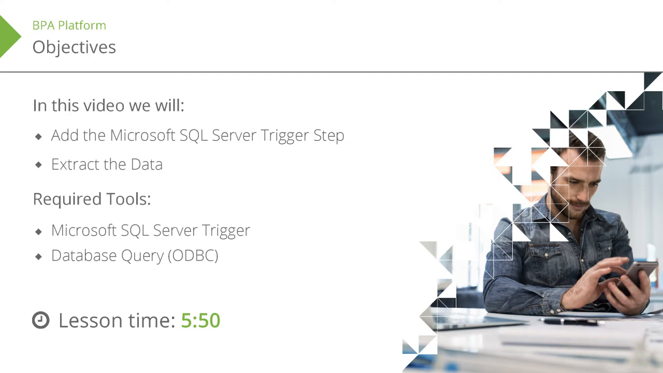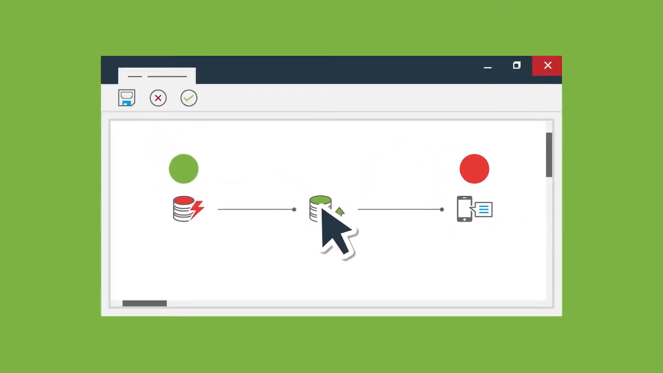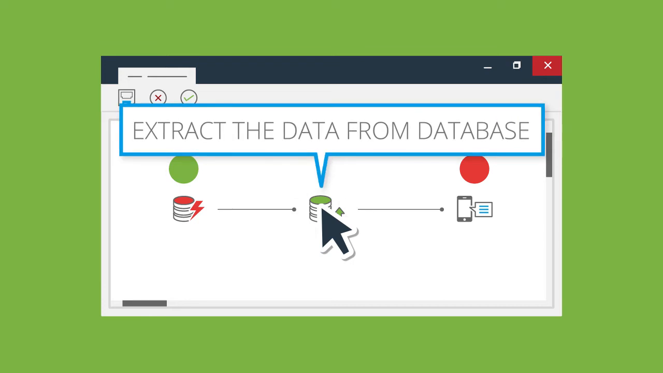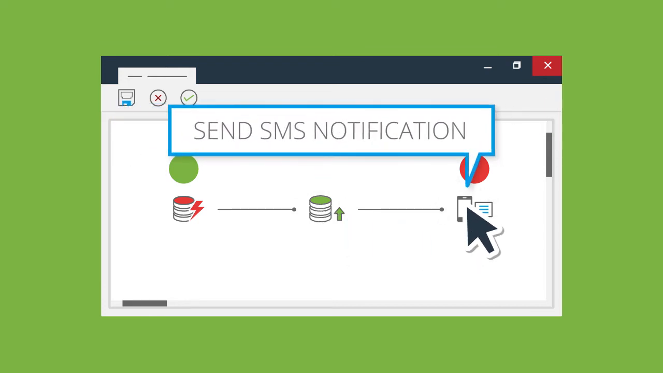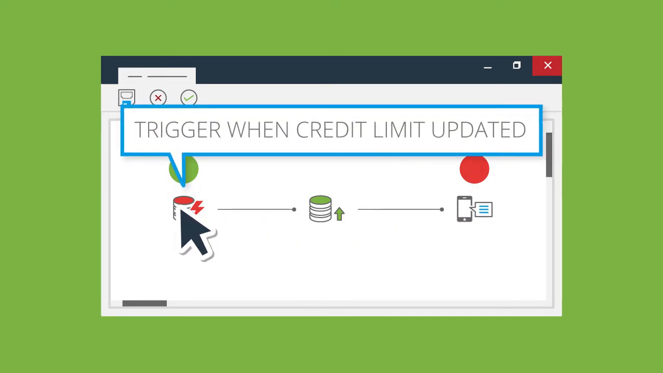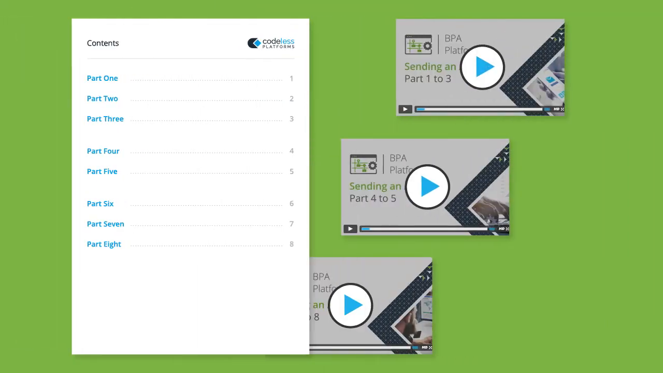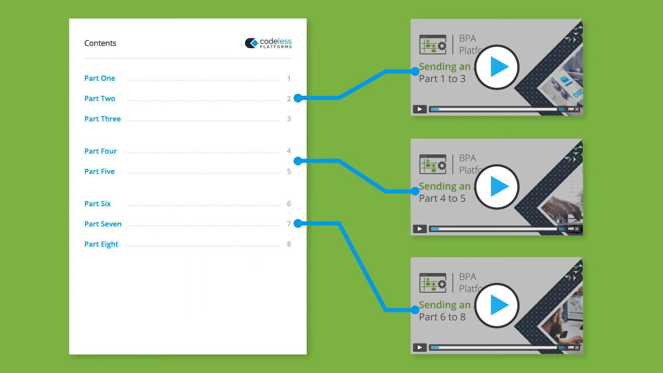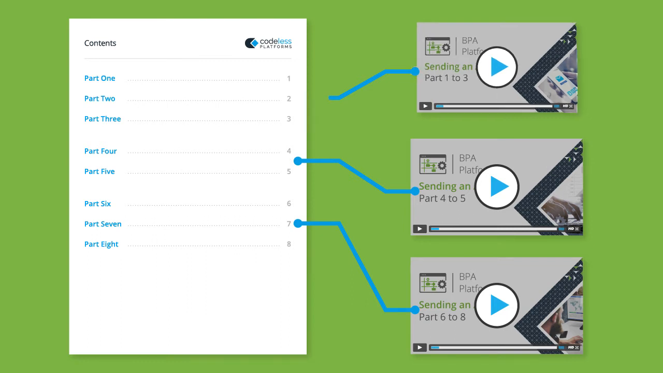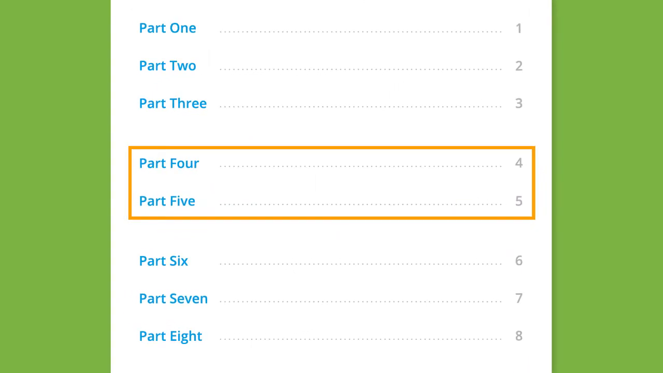Here are the objectives, required tools, and approximate running time for this video. On completion of this exercise, we will see how to extract data from a database, send an SMS notification, and trigger the task when the credit limit has changed. This will be broken down into several short videos that cover the objectives listed in the accompanying documentation. This video will cover parts 4 and 5.